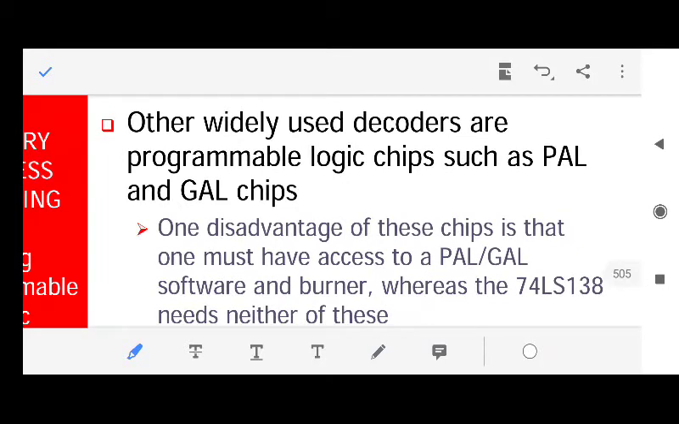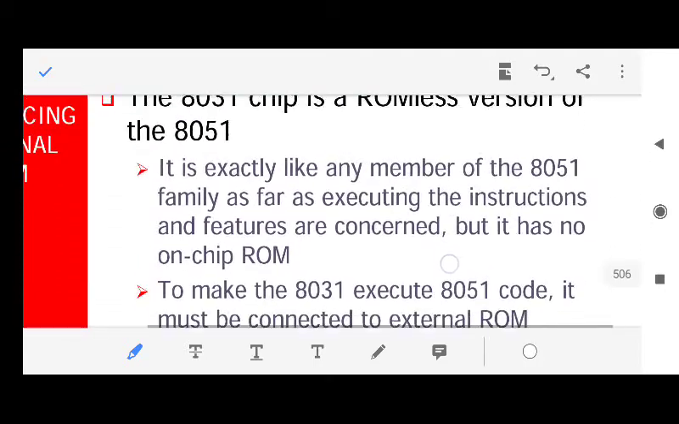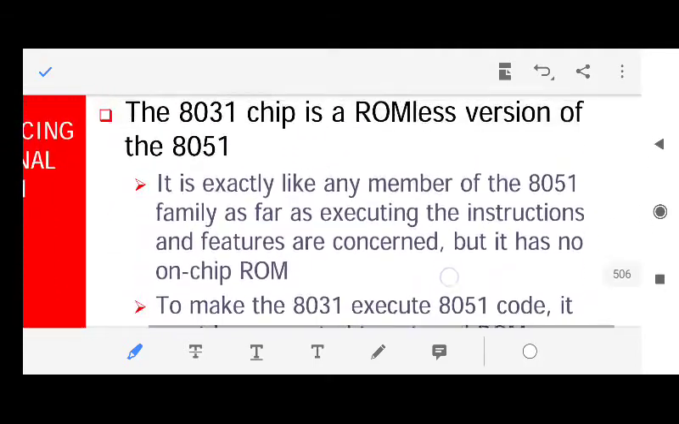Now, we have learned two ways of connecting the memory ICs. One is using a NAND gate, and the other one is using the decoder. Fine. Other ways are using programmable chips, but we will not go into detail because these are not normally used, so we will leave this.